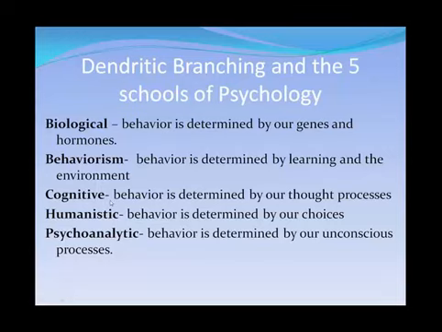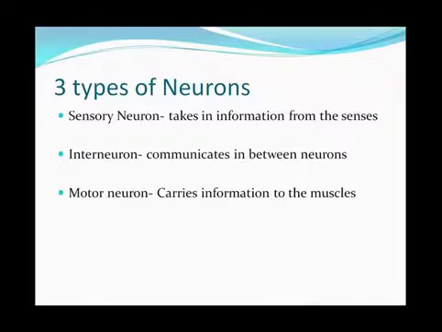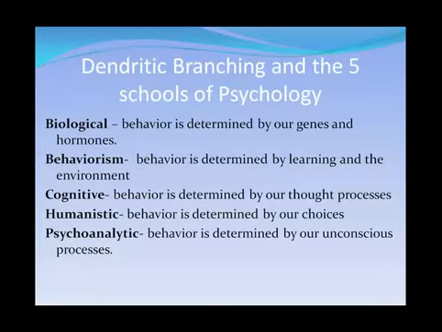Now, how can we explain this? Well, cognitive says that our behavior is determined by our thought processes. So let me go back. Guess what actually causes your dendrites to grow? You have to repeatedly stimulate them. And how do you repeatedly stimulate them? By thinking about things.